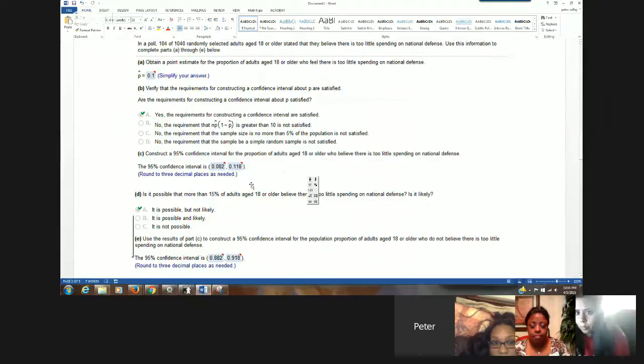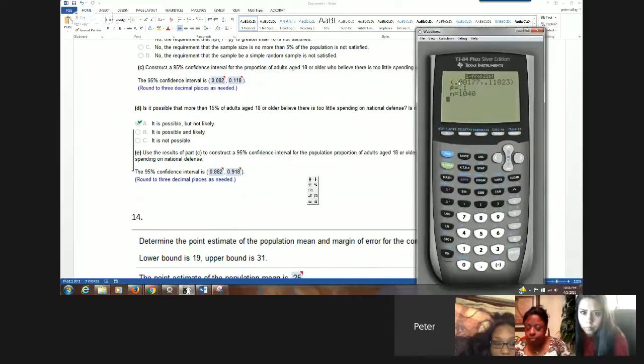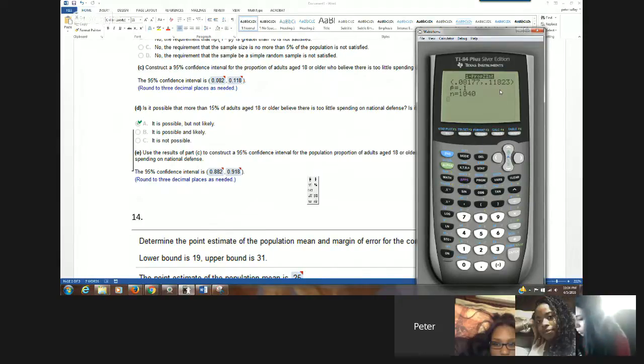Part D says, is it possible that more than 15% agree? With the confidence level, this means I went out and talked to 1,000 people. Well, what if I go do that again? What if I go out and talk to 1,000 people? Would I expect to see some different numbers? Yeah, I would. But I wouldn't see too big a difference in my confidence level. It would still hover around the two numbers that I'm seeing.